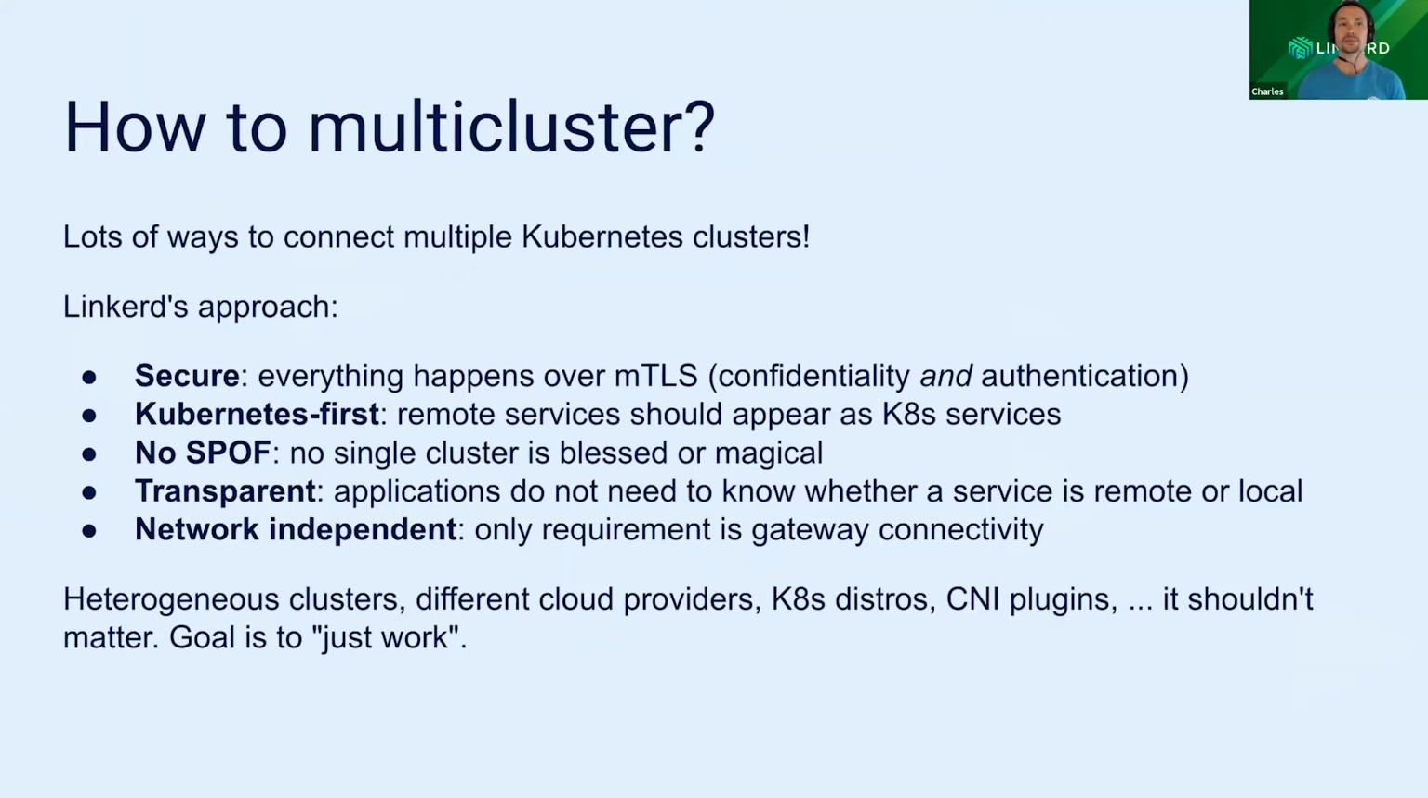So how does Linkerd do multi-cluster? There are lots of ways to connect the clusters, but the Linkerd approach is to be secure. So as I mentioned, everything happens over mutual TLS. It's Kubernetes first, so remote services appear as Kubernetes services on that cluster. When we make a request to a cluster in one region, the implementation is designed in such a way that it doesn't matter where the actual request is served from. If it's served from a different cluster, that's totally fine. It's transparent. There's no single point of failure because Linkerd runs on every single cluster. And I have a slide coming up that'll make that apparent.